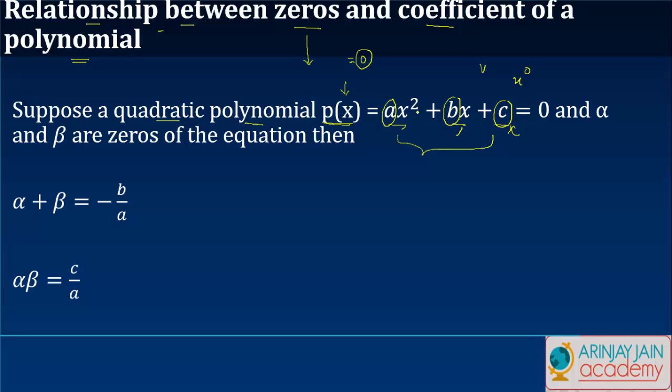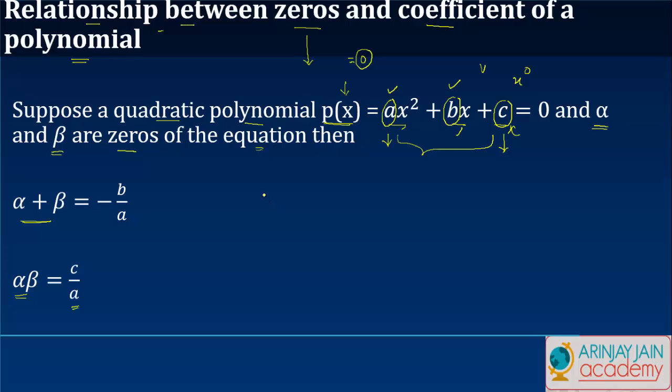Now, let's say, for example, a, b and c are the real numbers and the coefficients which are there, and alpha and beta are the zeros of this equation. Then we say that the sum of the two zeros is equal to minus b, which is this, divided by a, which is this. And the product of the zeros is equal to c, which is the value that we have over here, divided by a.